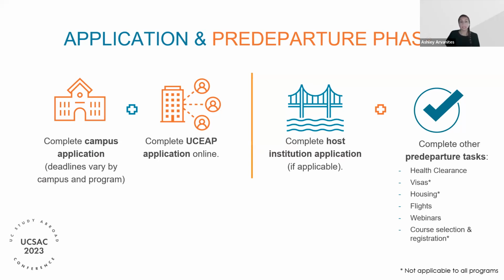Once a student completes both the campus and UCEAP applications, the study abroad advisor and the UCEAP office will review the application to determine if the student meets the eligibility requirements and can move forward in the process. I did want to mention that some programs also require students to complete a host application. Students are guided through the host application process, as well as many other pre-departure requirements and tasks, such as securing housing and obtaining visa or immigration documentation if required.